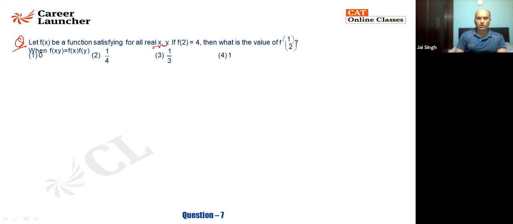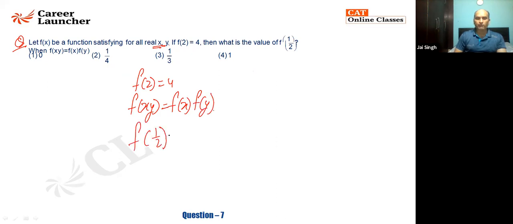For all real values of x, it will satisfy. For all real values of x and y, it will satisfy. You are given f2 is equal to 4. Understand it. There's one more thing which is given, f(xy) is equal to f(x) into f(y). That is also given to you. Fine. You are asked to find out what is the value of f half, my dear. This is what you need to find out.